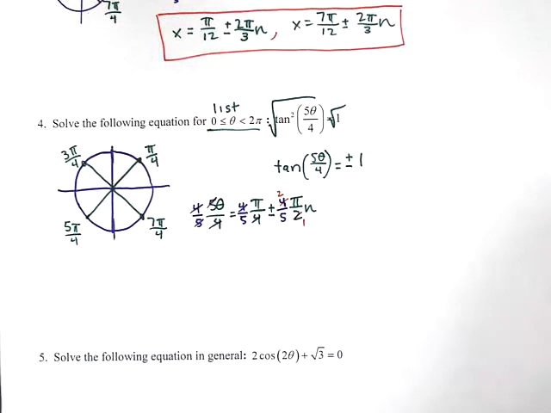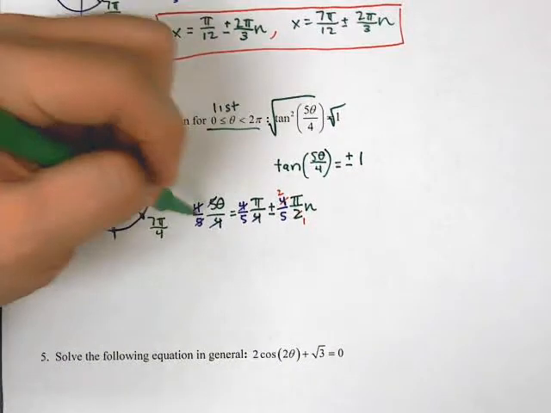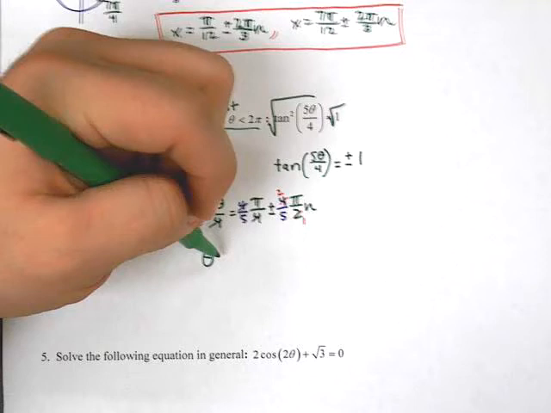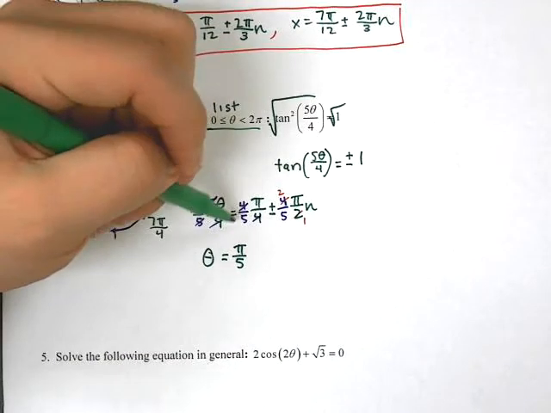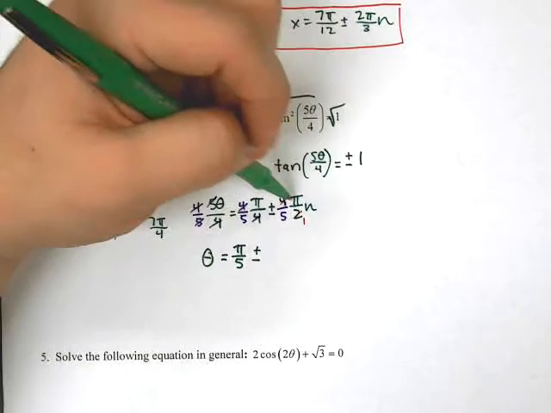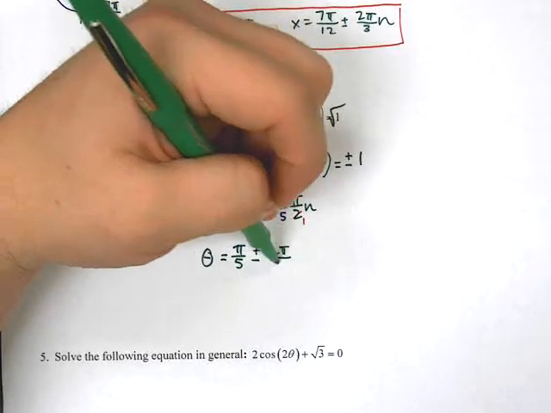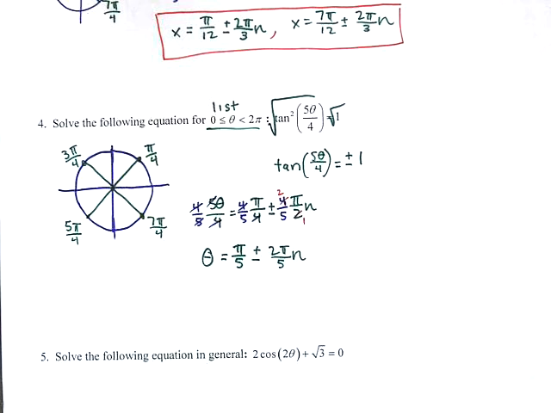Alright, I know that's a little messy, but it's cleaning it up a lot, right? So I have theta is equal to pi over 5, the 4 is canceled, plus or minus 2 pi over 5 n. And that's awesome. That's great.